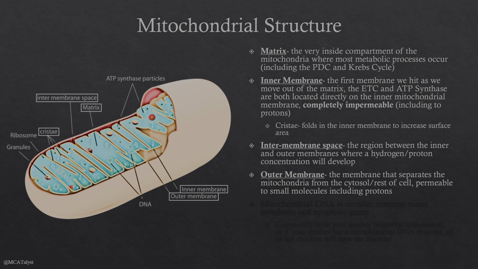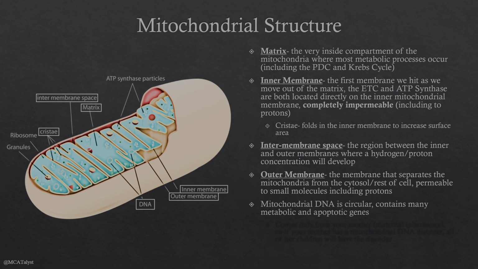The outer membrane is the one that's going to be separating the mitochondria from the rest of the cell, the cytosol that's around it. It is slightly permeable, including to some protons. So we are going to see a little bit of that proton gradient seep out into the cytosol. But the outer membrane in general, for what you need to know right now, is basically the cap around the mitochondria.